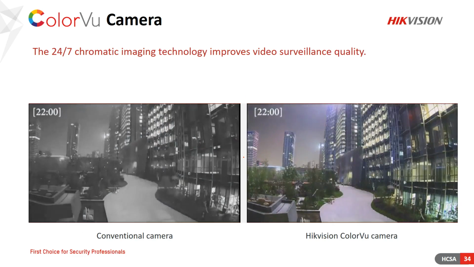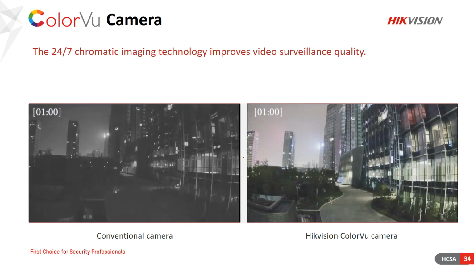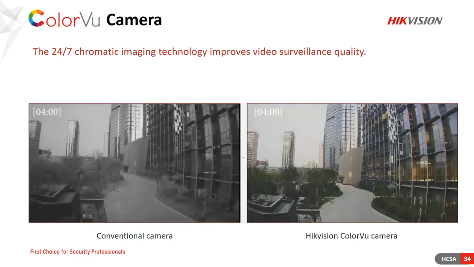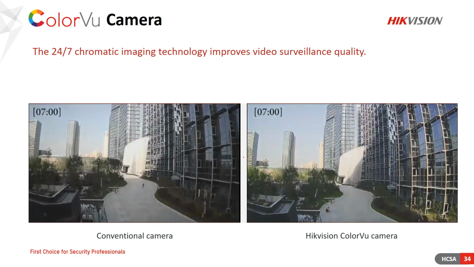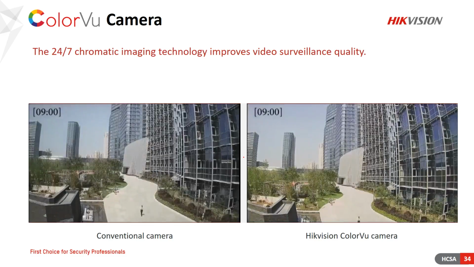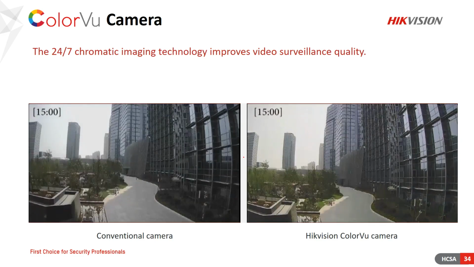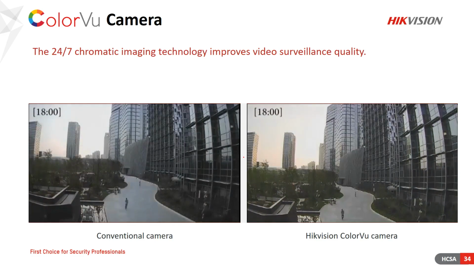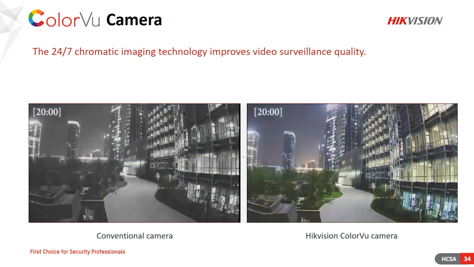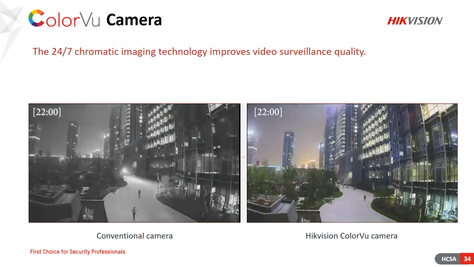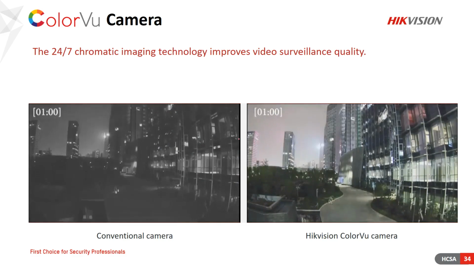We need a lot of details, including the colors of the objects, so this is the biggest advantage of the ColorVu camera, because it's going to provide different colors of different objects. But with the conventional camera, at night everything turns to black and white. It's hard for us to distinguish the color, so that's why.